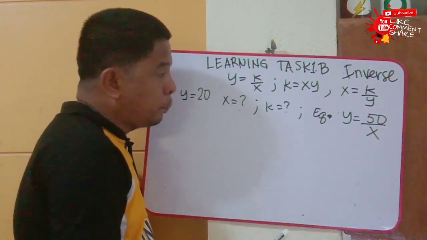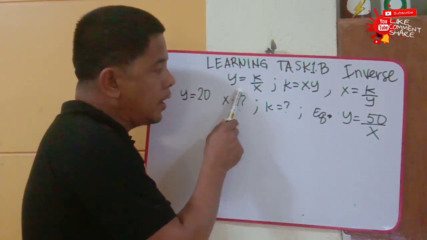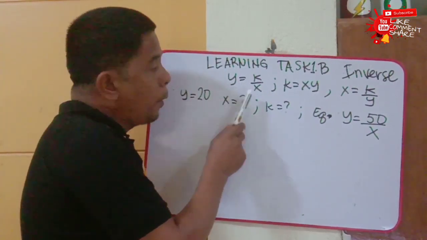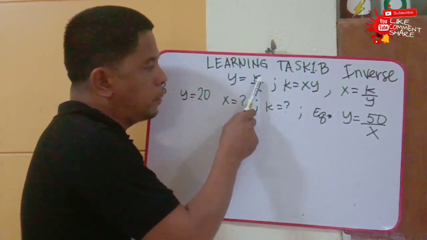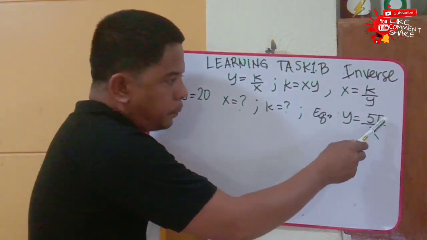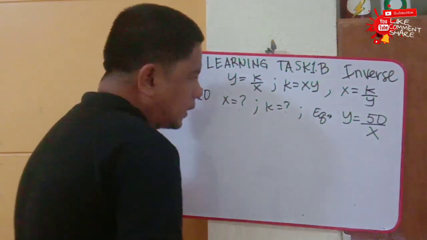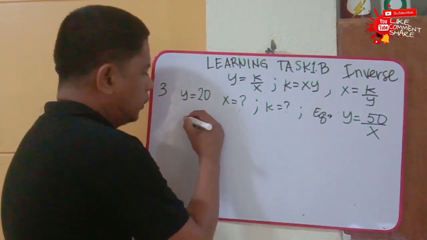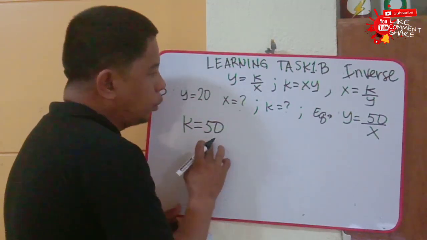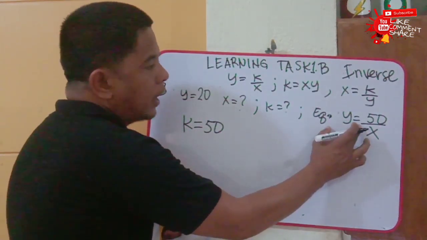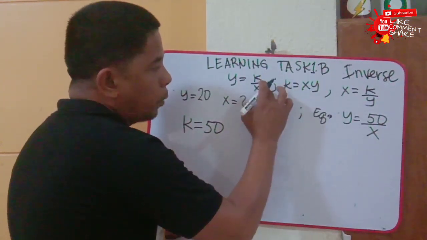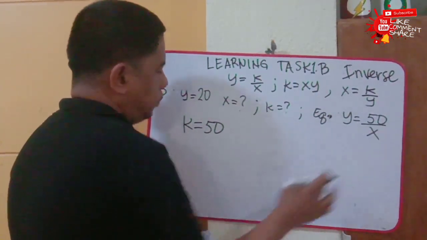Hindi na kayo magko-compute. Because the formula is y equals k over x, when y varies inversely as x. So, ito na yung equation natin. So, this 50 represents our k. So, k equals 50. So, ang kinuha doon po sa equation natin, kasi y equals k over x, where k equals 50.